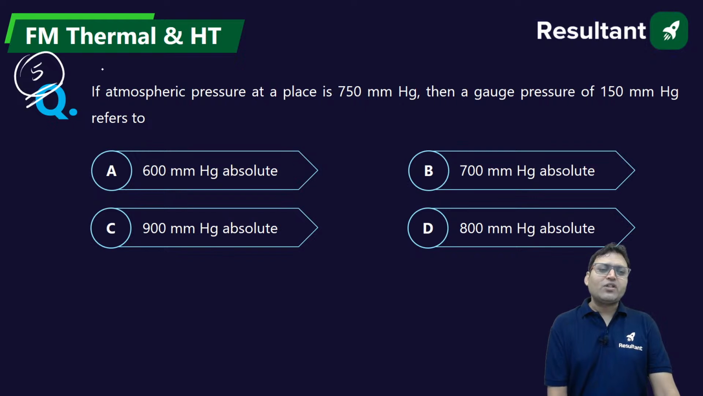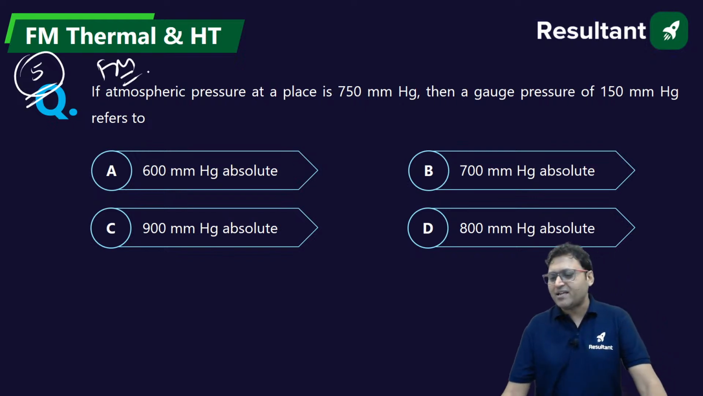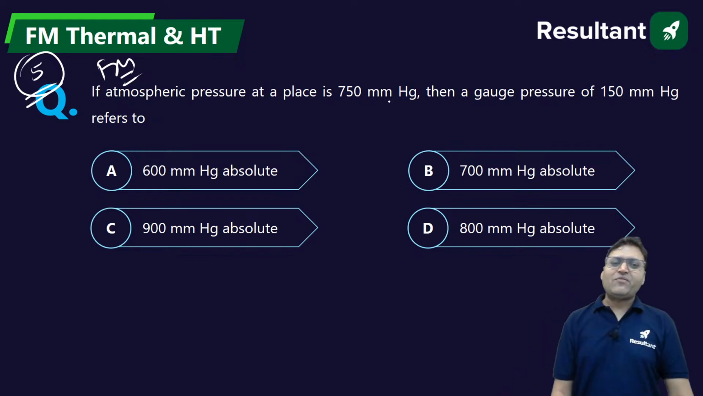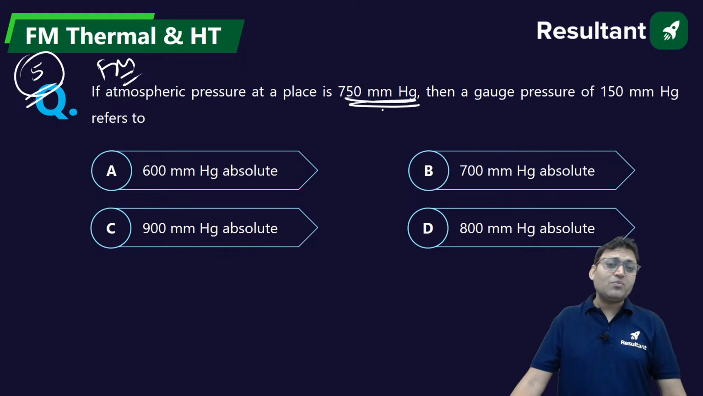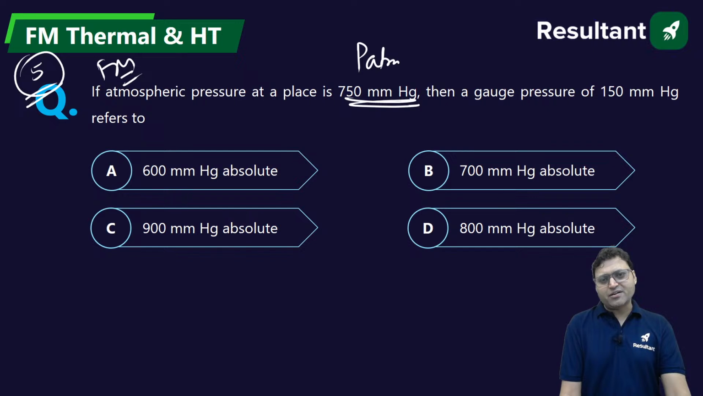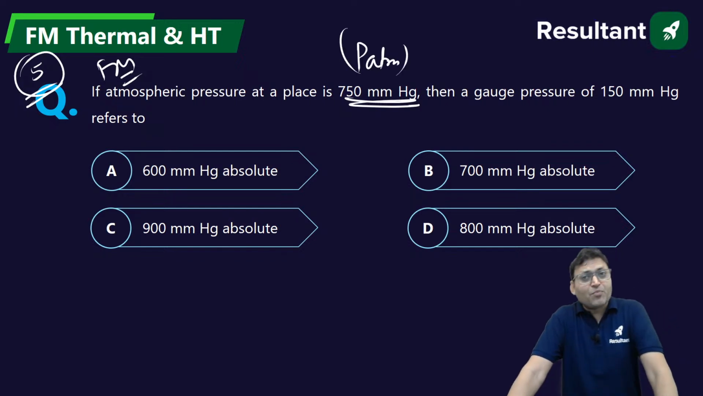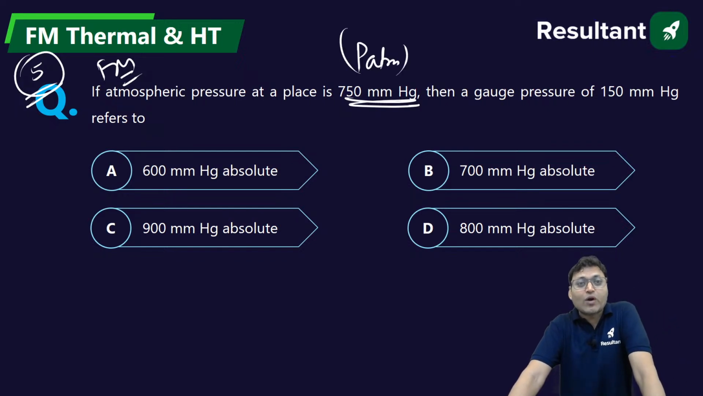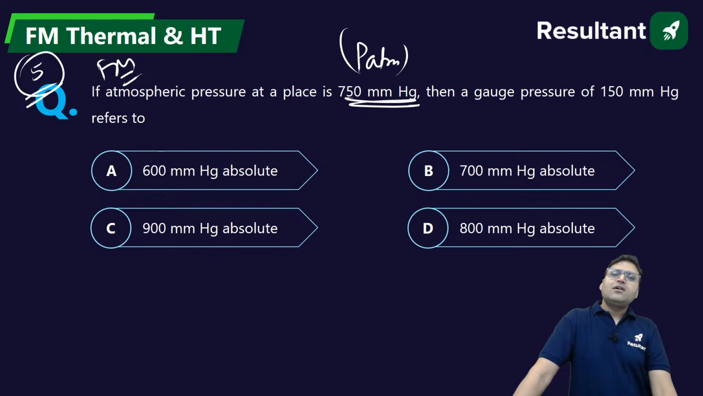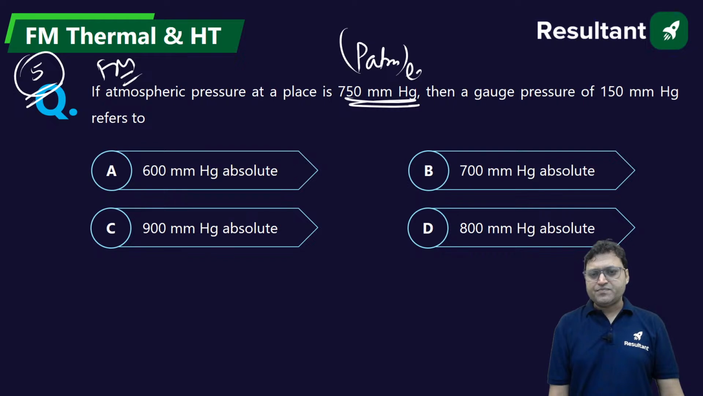Question number 5 on the screen, again from fluid mechanics. Yes, 4th A was the correct answer. If the atmospheric pressure at a place is 750 millimeter mercury, that is in terms of head of mercury. This is atmospheric pressure at a particular location. Atmospheric pressure is always local because it varies with the height and with the weather condition. So it is always the local value.